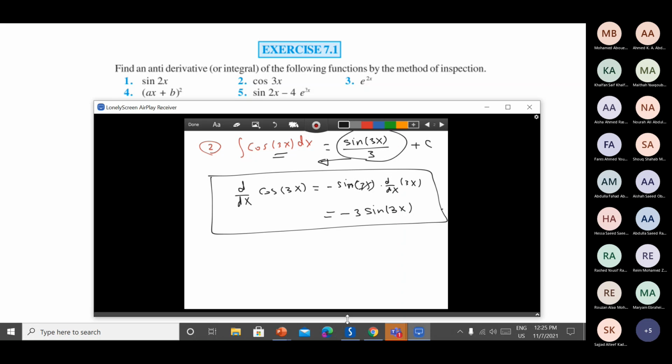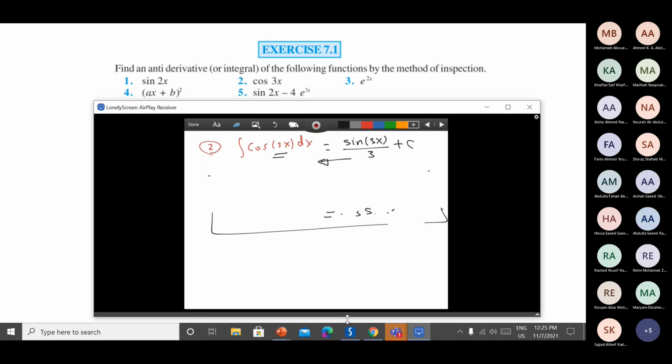Differentiate your result, okay? If you have the function inside the integration, you will be right. So what I'm going to do to check my integration, I differentiate the result. If you differentiate this one, d by dx for sine 3x over 3 plus c.